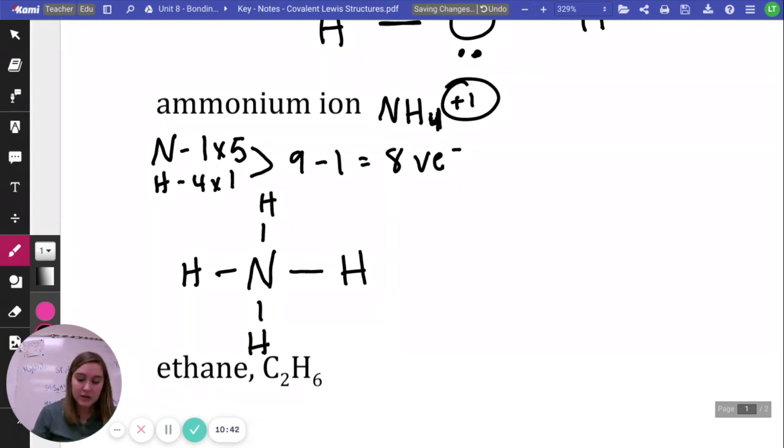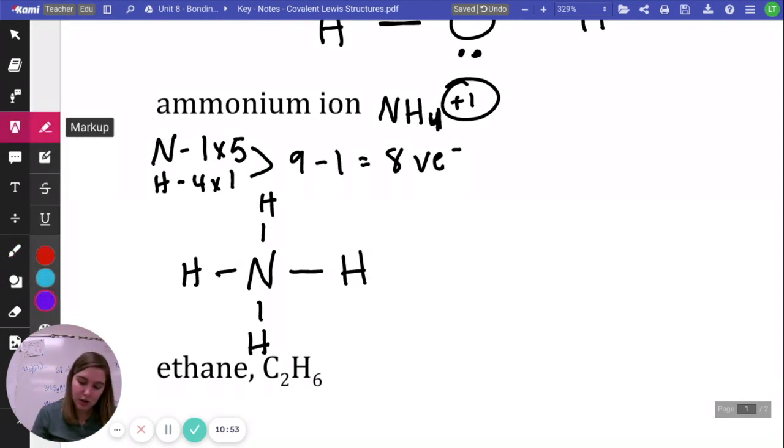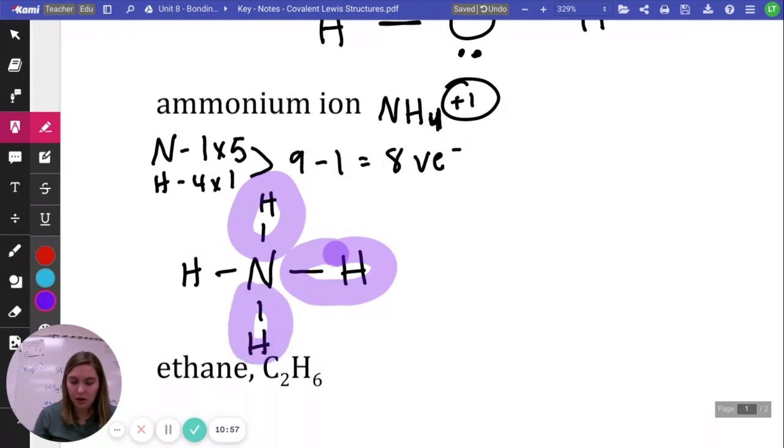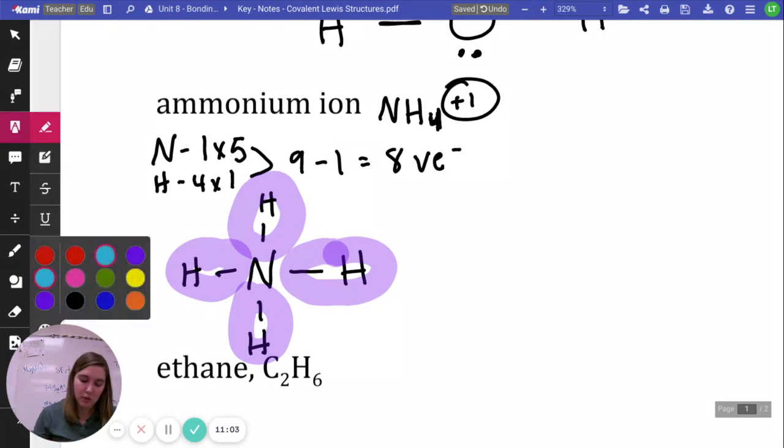Okay, so at this point we've used 2, 4, 6, 8 electrons. So we've used all of our electrons. So now we just want to check, does everybody have that full octet? So we'll start with our hydrogens. Looks like each of our hydrogens is sharing a pair, and remember, those pairs count as 2. So each hydrogen has its full 2 electrons that it wants.